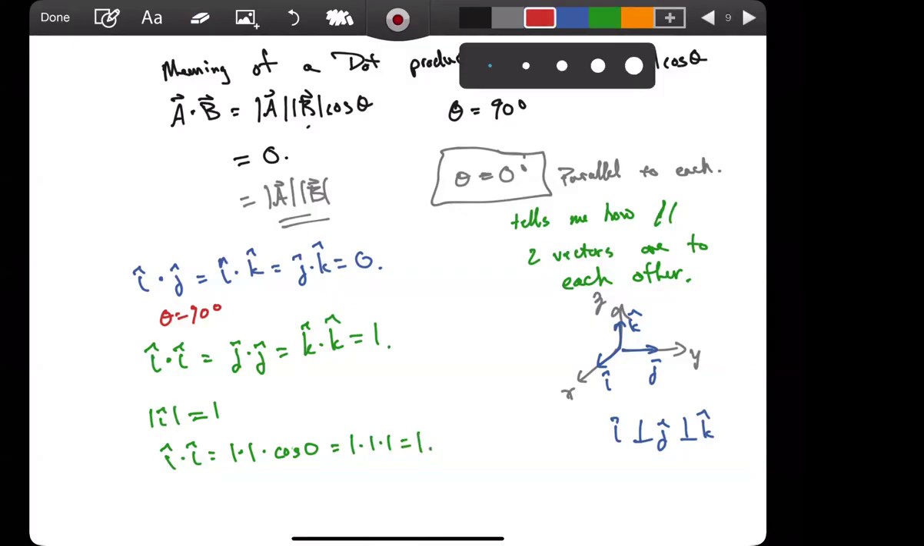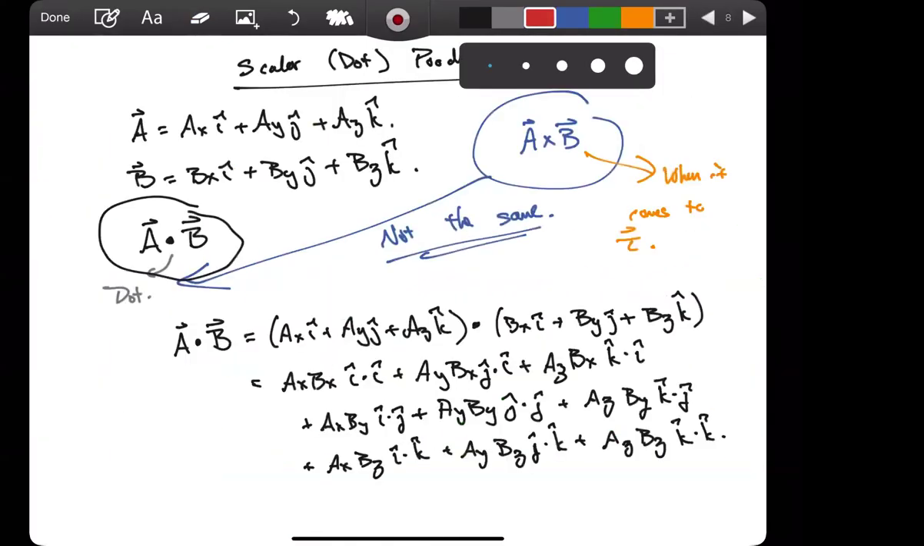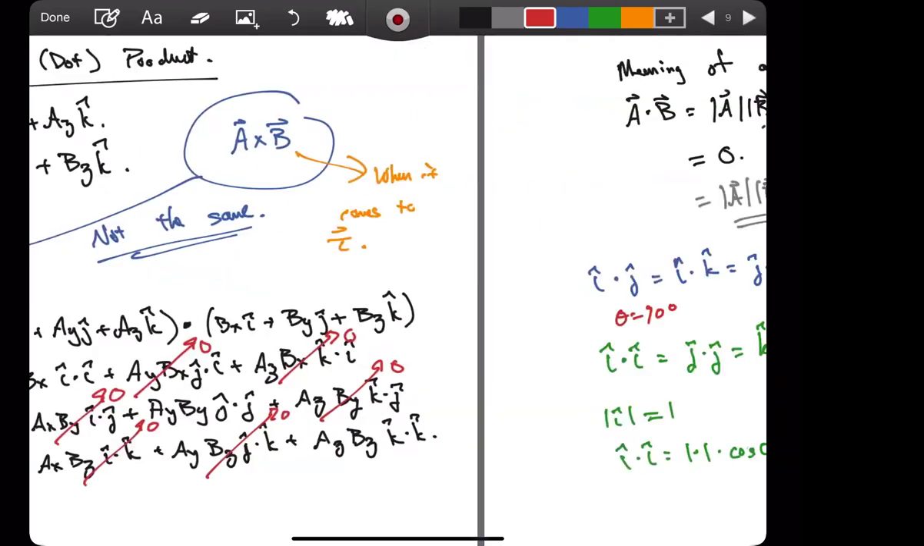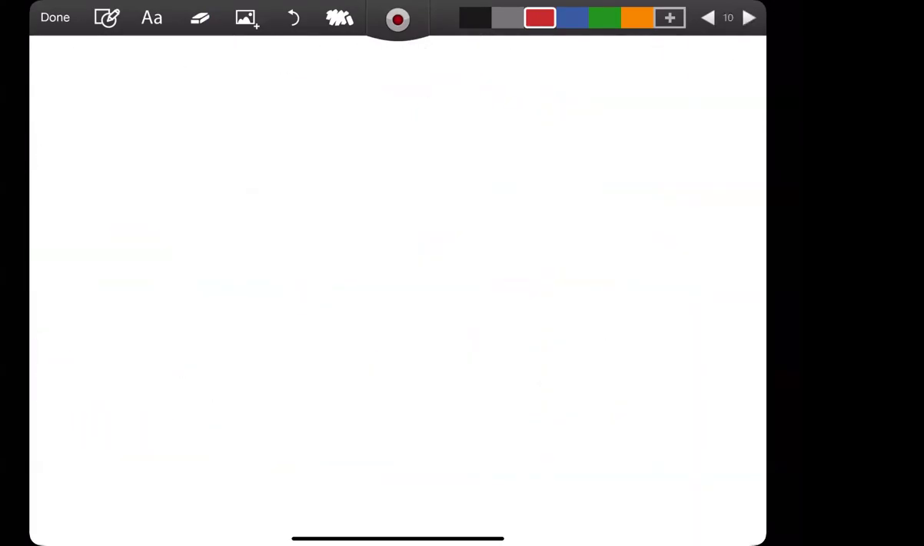Now, going back to our previous expression, what that means is anything other than an I dotted with an I, a J dotted with a J, or a K dotted with a K is by default 0, right? So this term is going to be 0, this term is going to be 0, this term would be 0, this term would be 0, and finally this term would be 0.